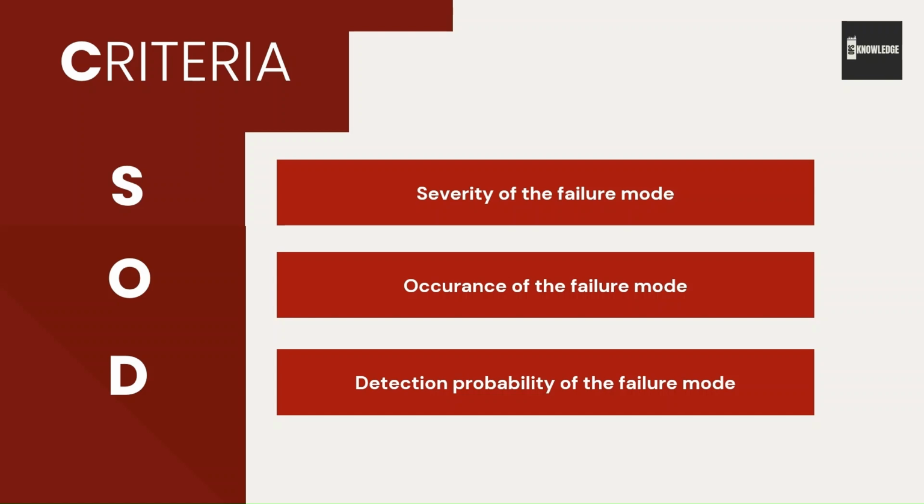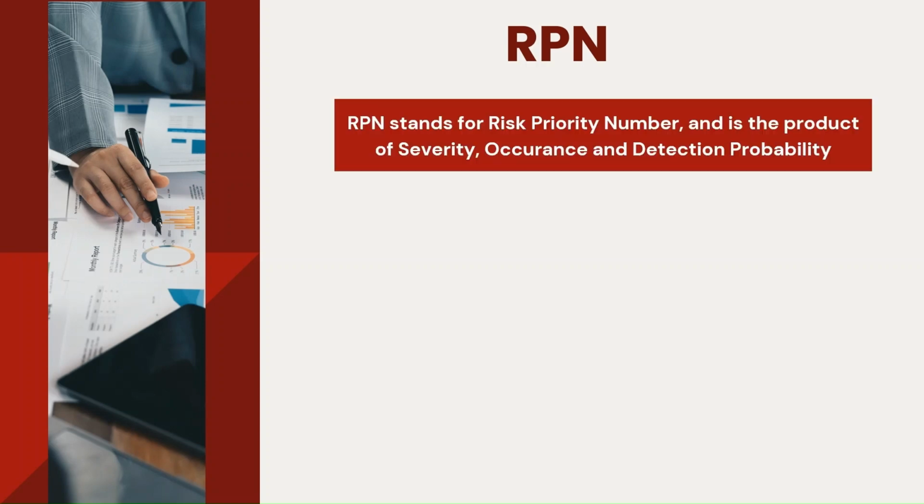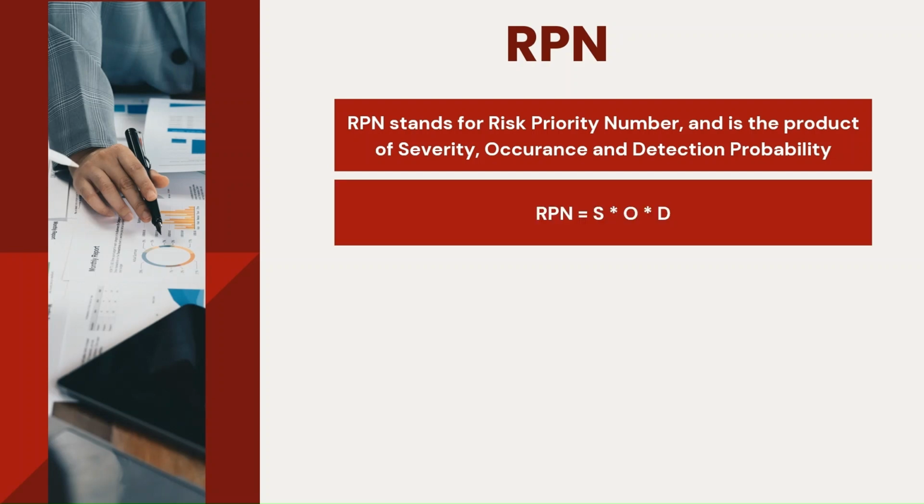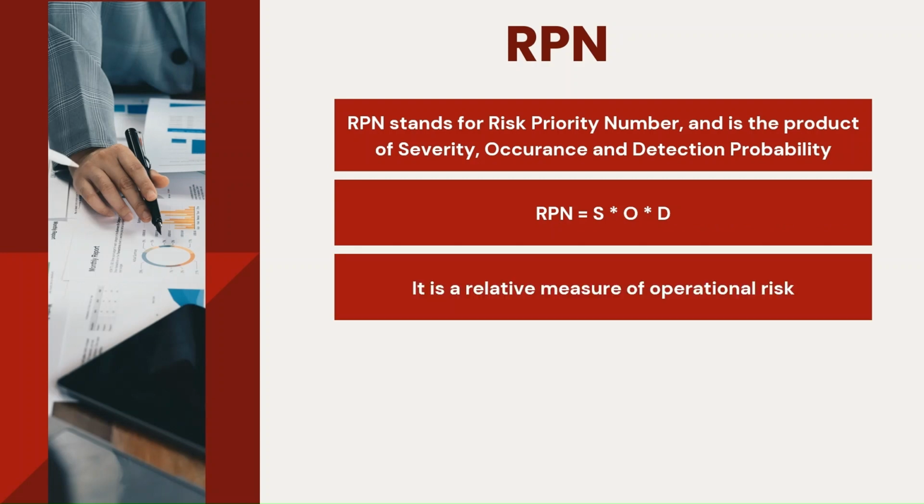Let's go to the other parameter that can quantify the risk prioritization easily. The next criterion is RPN, that stands for risk priority number, and it is the product of severity, occurrence, and detection probability. As told earlier, the formula is RPN equals S into O into D. It is a relative measure of operational risk. Also, RPN can lie between a value from 1 to 1000.